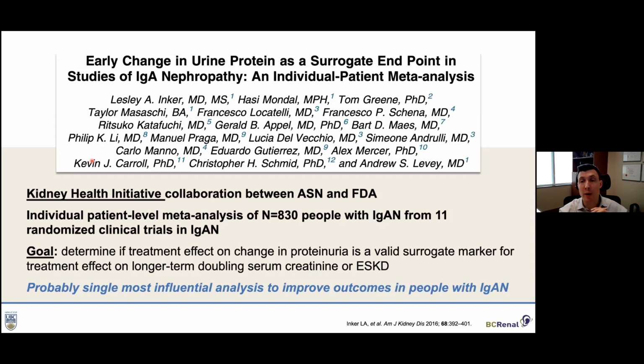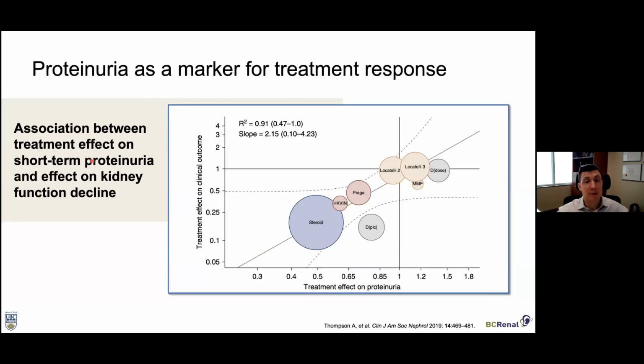And they were trying to look at whether a short-term reduction in proteinuria that is seen as a result of any given treatment is a good marker for a long-term benefit that treatment might have on kidney function. So that's what they did here. They pooled all the data from the different clinical trials.